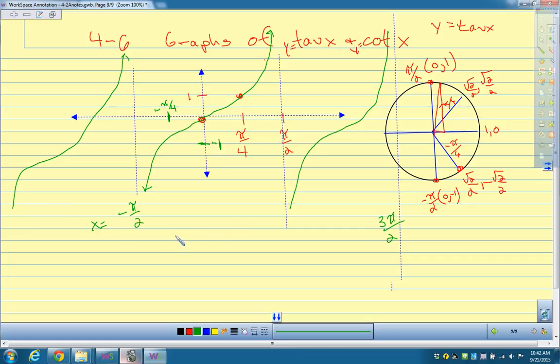So there's some things that you should know about tangent. Its period is equal to pi, okay? And unlike sine and cosine, the period of tangent is pi, okay?